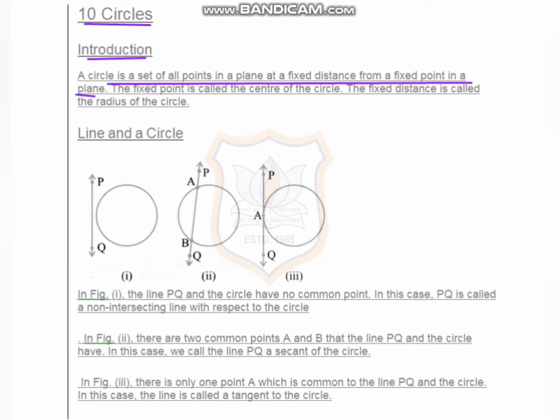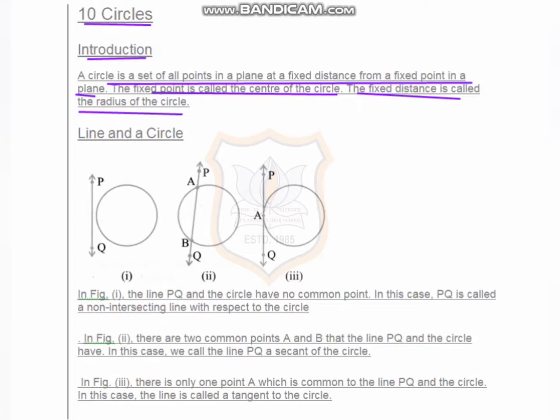First is the center, from which we are taking a radius and making a circle. Second is the radius. Third is a diameter, and fourth is a chord. The fixed point of a circle is the center of the circle, and the fixed distance is called the radius. The point from which we are drawing all the points is called the center of a circle, and the radius is the fixed distance from the center to all the points of a circle.